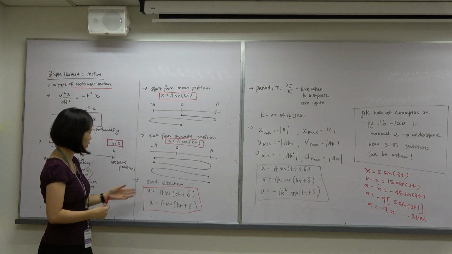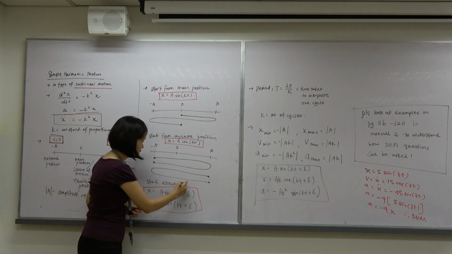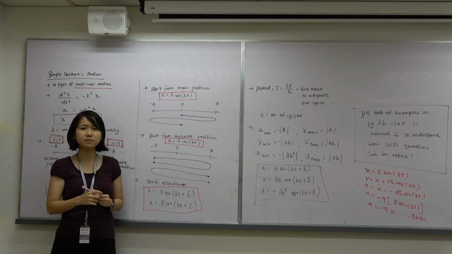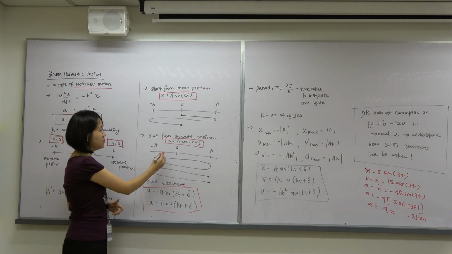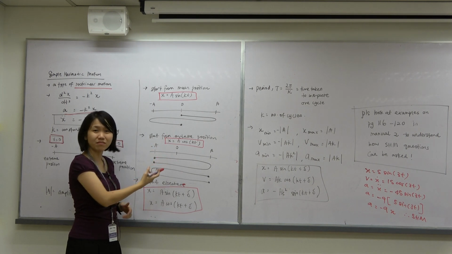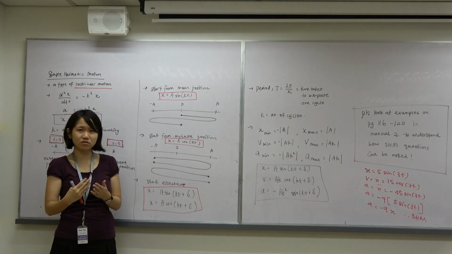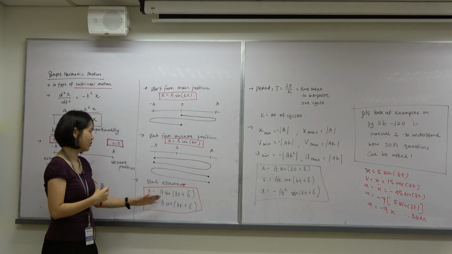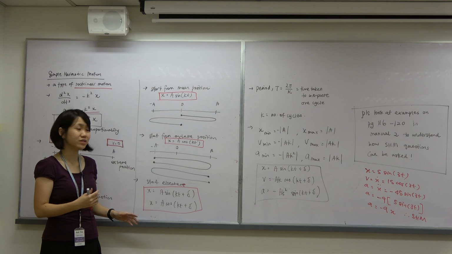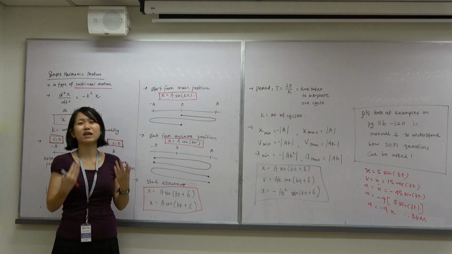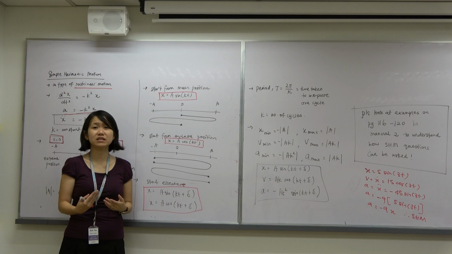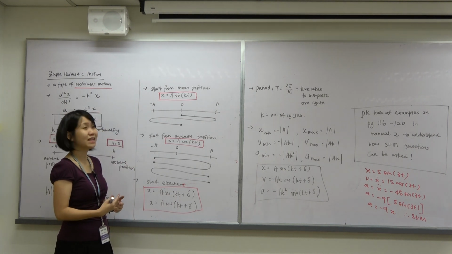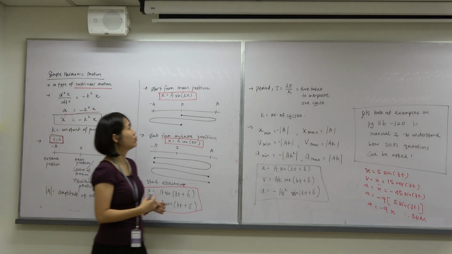So what if something starts elsewhere? It means I didn't start from mean position or extreme position, but somewhere in between. What x do I use to model such a motion? I'm going to go x equals a sine kt plus delta, or x equals a cos kt plus delta, whichever you use. What is this delta? Delta is the phase angle, and it changes depending on the initial position of your starting point.